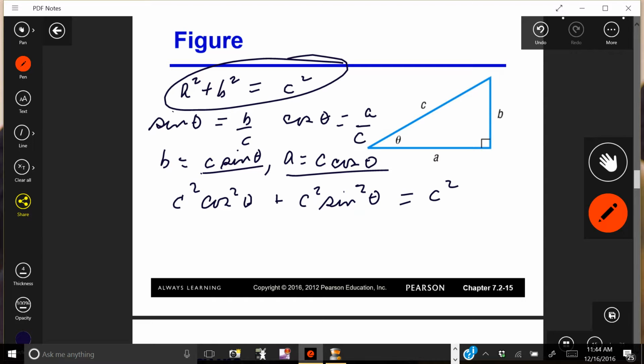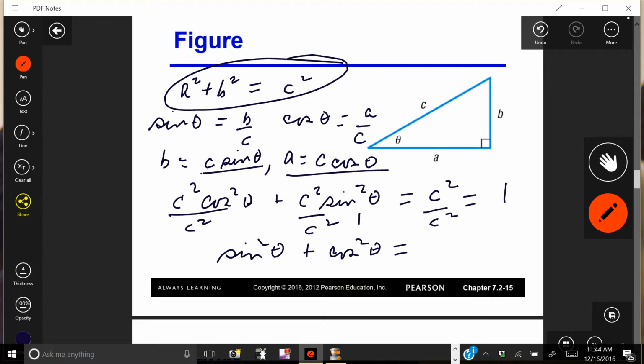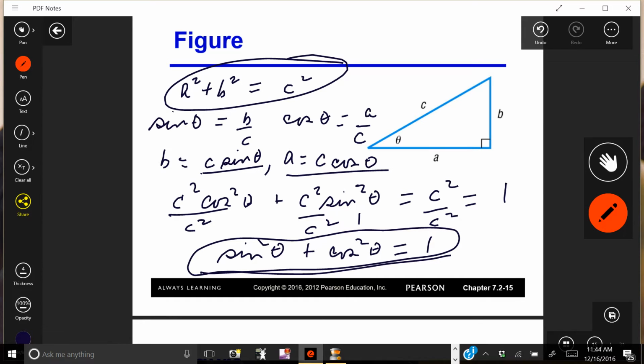And notice if we divide both sides through by c squared, doing the sine squared first, we get sine squared theta plus cosine squared theta is equal to 1. So this is an identity called one of the Pythagorean identities, in which the sum of sine squared and cosine squared is equal to 1.